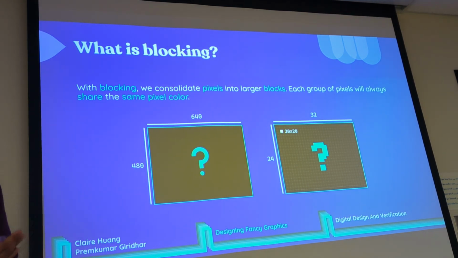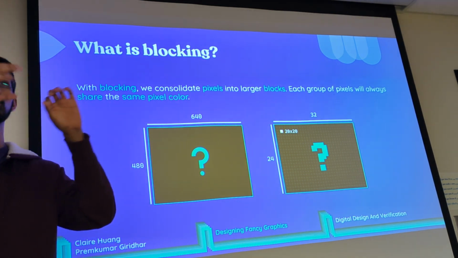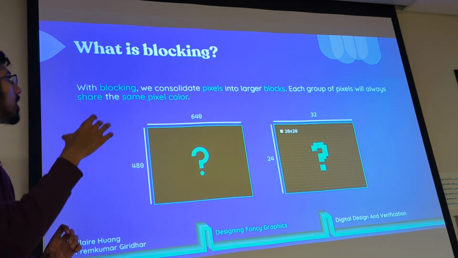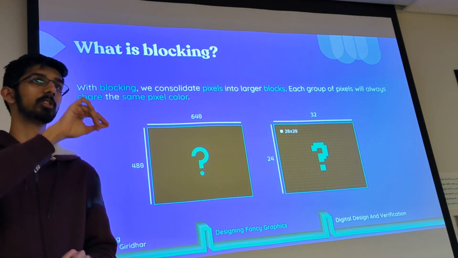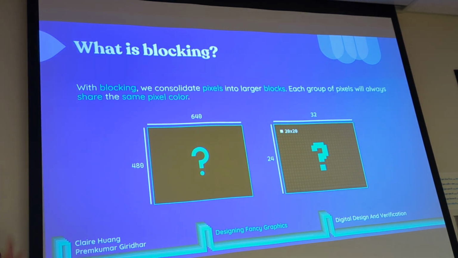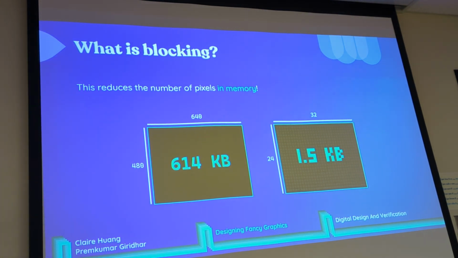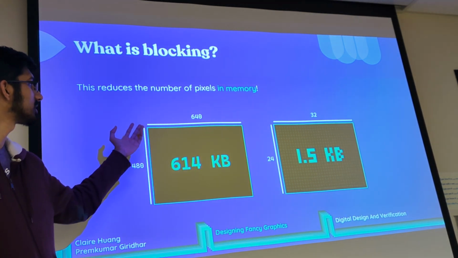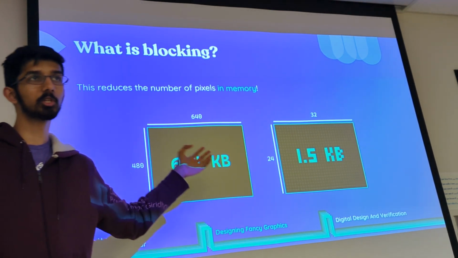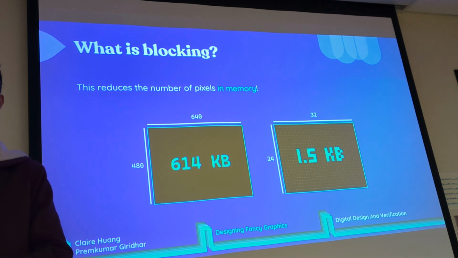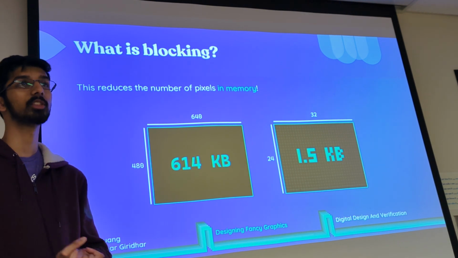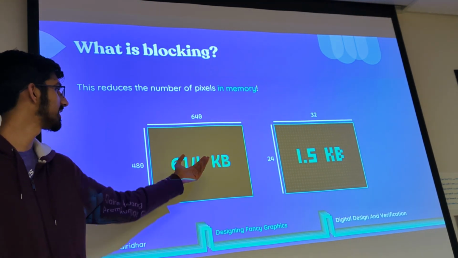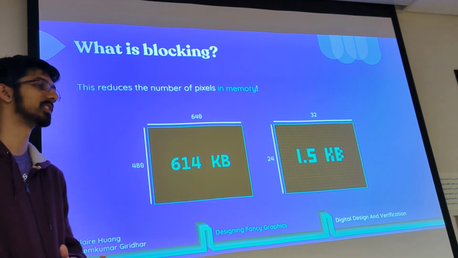With display blocking, basically what we do is we consolidate squares or rectangles or other regions of pixels into larger blocks. Each group of pixels will always have the same color, and so you can represent the color of multiple pixels on your display with just one actual pixel color, like one byte. This significantly reduces the number of pixels in memory. As you can see here, this is a system where you have blocks of 20 by 20. The original display requires 614 kilobytes of memory to store all the pixels. You get a slightly reduced resolution if you do it this way, but now you're only dealing with a 32 by 24 pixel display, and basically your memory is almost zero.